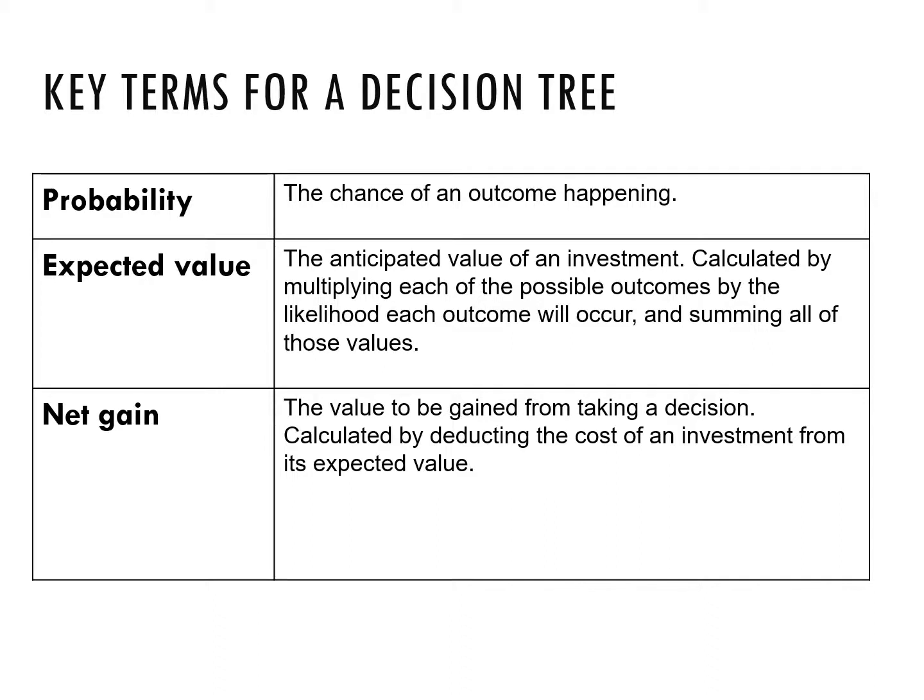So key terms for a decision tree, we're talking about the probability. So this involves probability, so it's the chance of an outcome happening. We talk about expected values, so they're the anticipated value of an investment. I calculate this by multiplying each of the outcomes by the likelihood that that outcome will occur, and then adding together all the values. And then lastly, net gain, the value to be gained from taking a decision. So I take the expected value and I subtract the cost of making that decision.